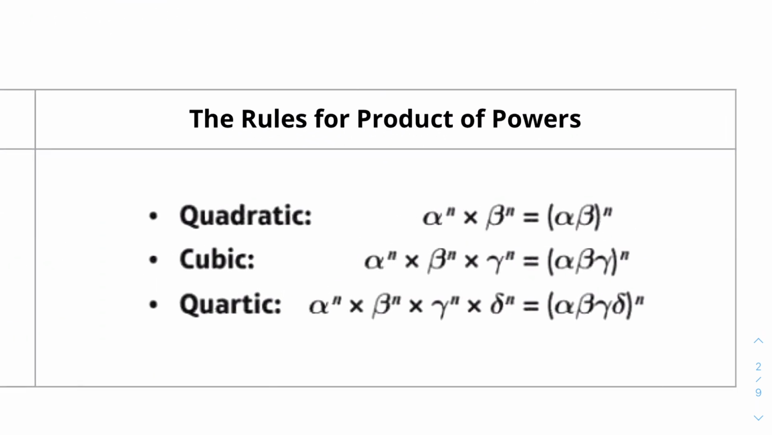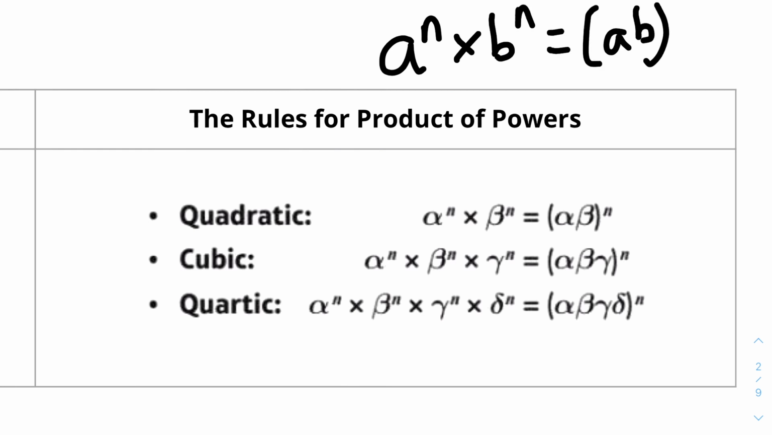And for the rules of product of powers, it's basically quite simple, where we have the roots to the power of n times the other roots to the power of n. So we just combine the roots and pull the power out. Because this is basically the rules of indices, where if we have a to the power of n times b to the power of n, it's equal to ab to the power of n. It's the same principle, like so.